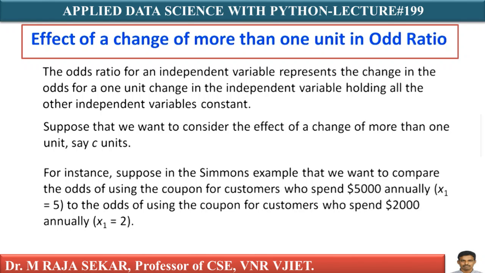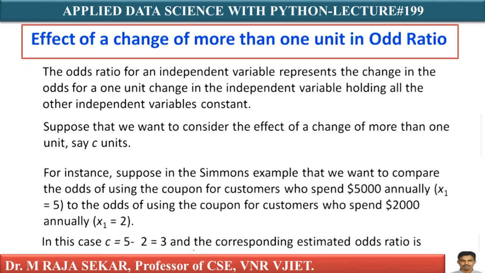Suppose that we want to consider the effect of a change of more than 1 unit. Let me say more than 1 unit means C units. For example, suppose in the Siemens example that we want to compare the odds of using a coupon for customers who spend $5,000 annually, that is x1 equal to 5, to the odds of using a coupon for customers who spend $2,000 annually, that is x1 equal to 2.